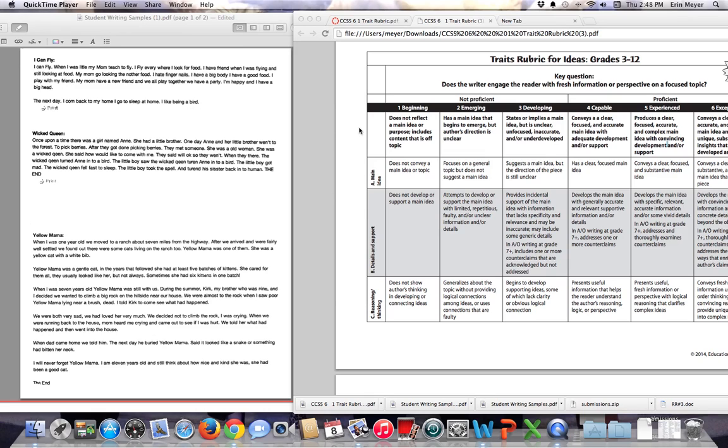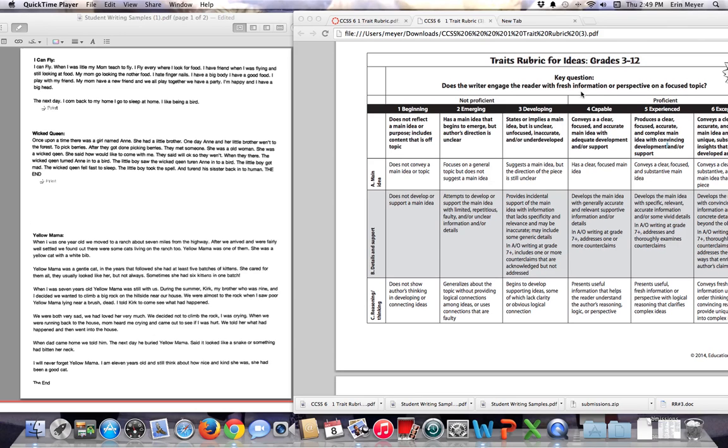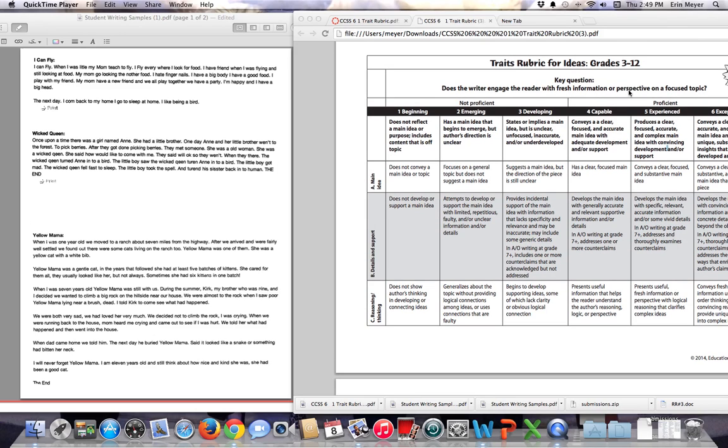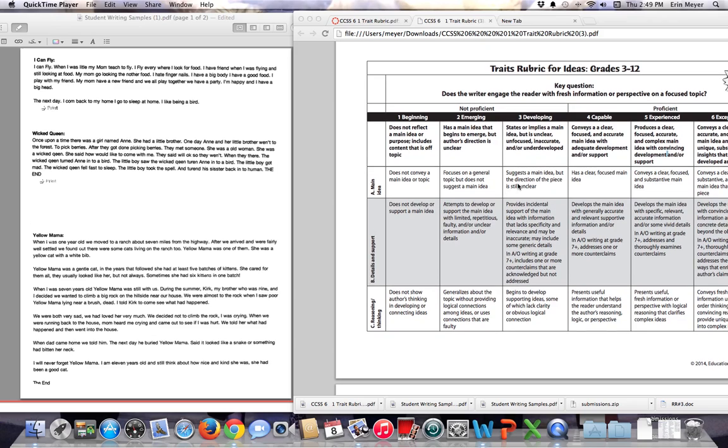Now I'm going to go ahead and come on over to my trait, which is does the writer engage the reader with fresh information or perspective on a focused topic? So I'm going to go ahead and start here at 2 to 3. So states or implies a main idea, but is unclear, unfocused, inaccurate, or underdeveloped. So for main idea, suggests a main idea, but the direction of the piece is still unclear. Focuses on a general topic, but does not suggest a main idea.